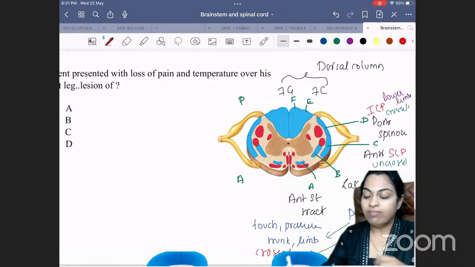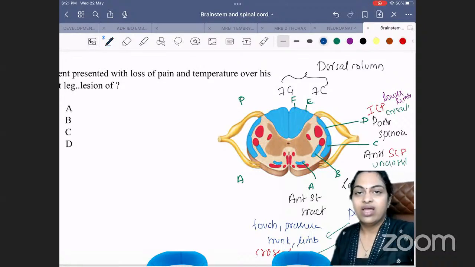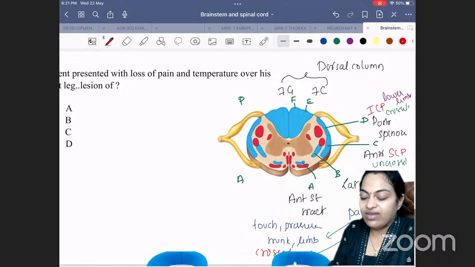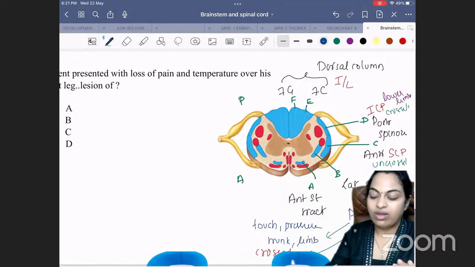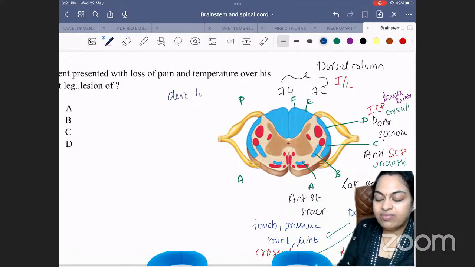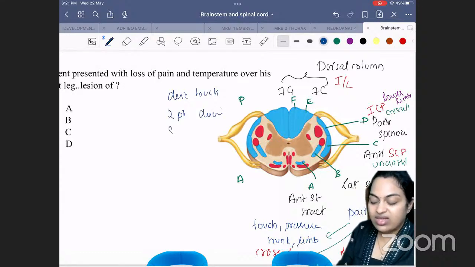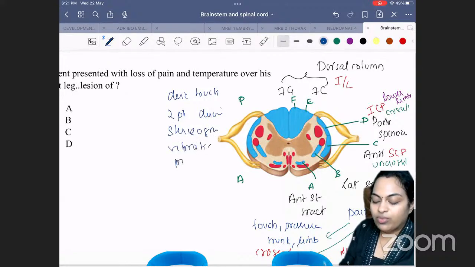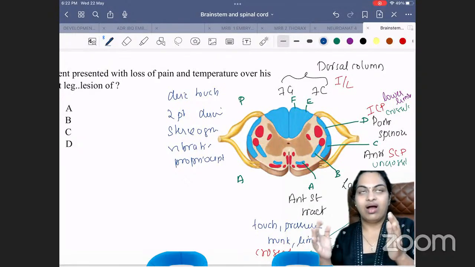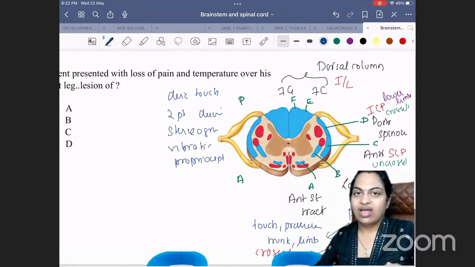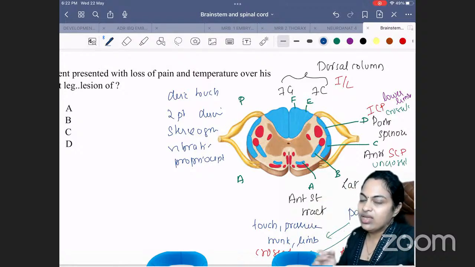Okay, now coming to the dorsal column pathway, you must have done in your physiology practicals, right? So first thing to remember, it is going to carry from the same side of the body, ipsilateral. What are the sensations carried by this posterior column pathway? Yes, discriminative touch, two-point discrimination, stereognosis, vibration, proprioception. And fasciculus cuneatus is the same thing from the upper limb and the upper trunk. And fasciculus gracilis from the lower limb and the lower trunk.